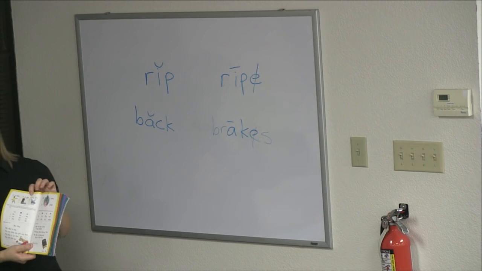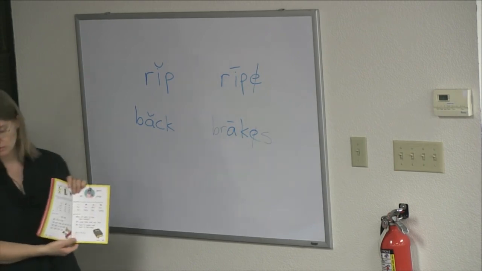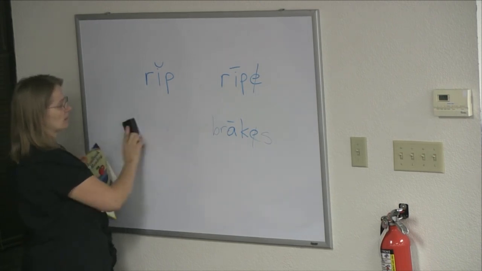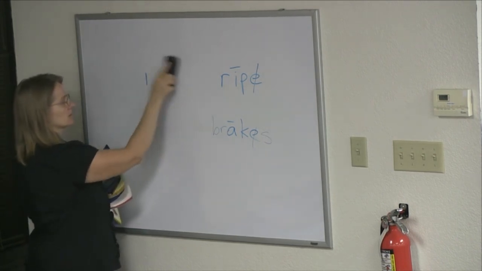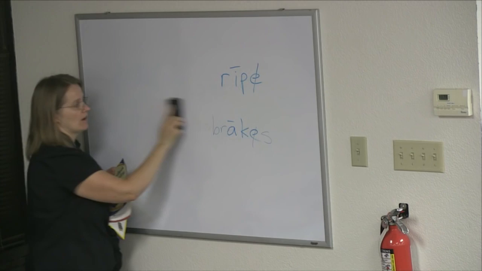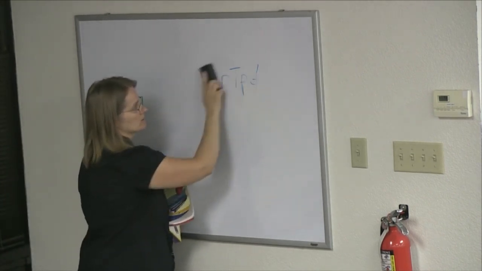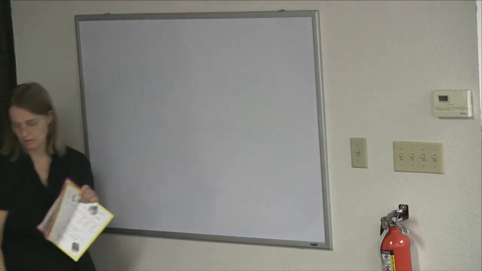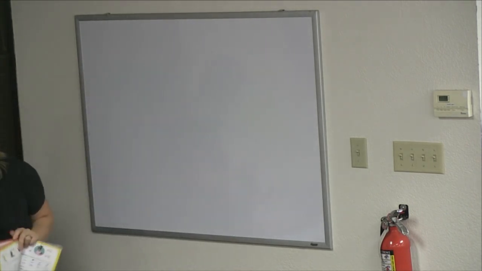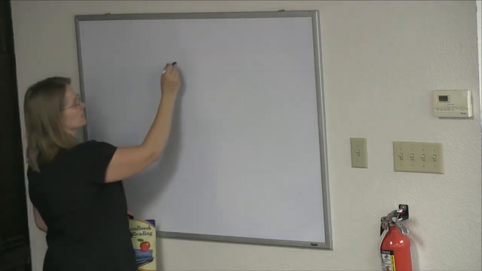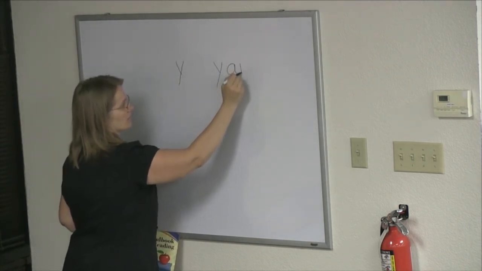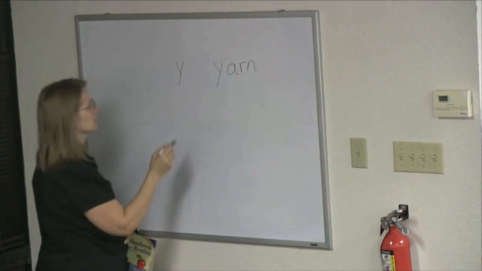And this brings up the Y. Now, I told you I was going to get back to the Y. Y in the English language is considered a consonant, but it can also act as a vowel. When it is a consonant, it says y in yarn.